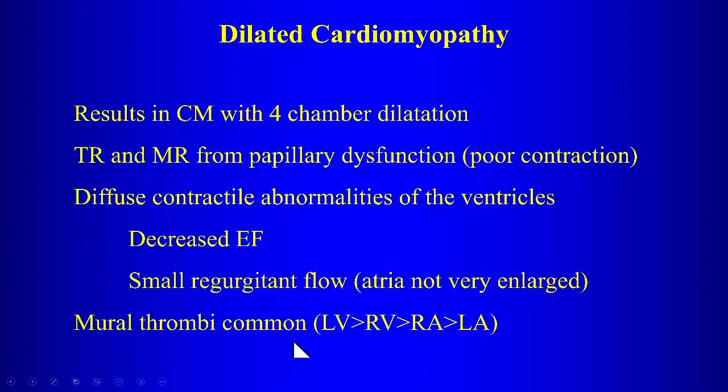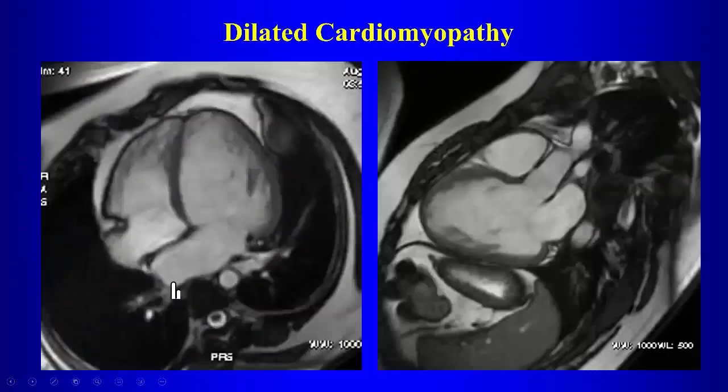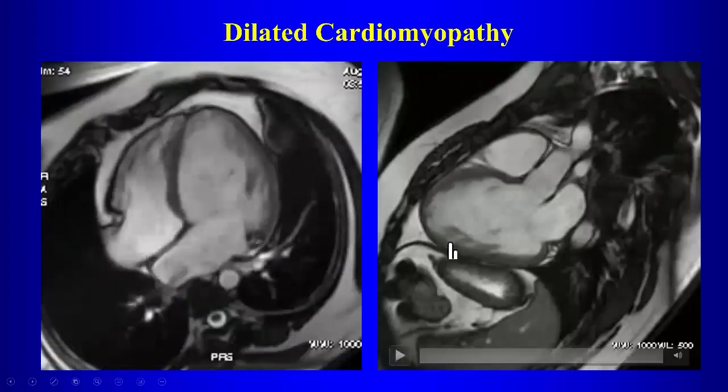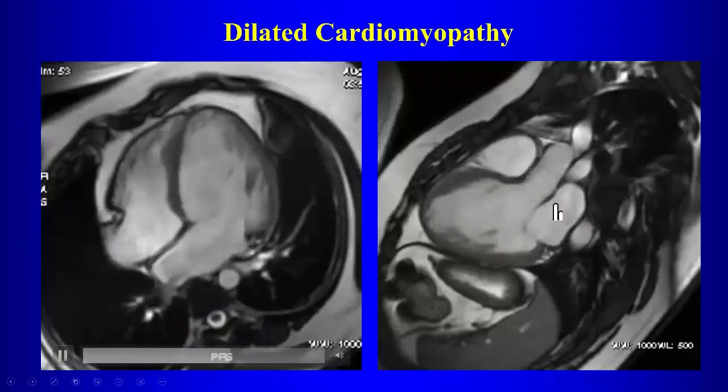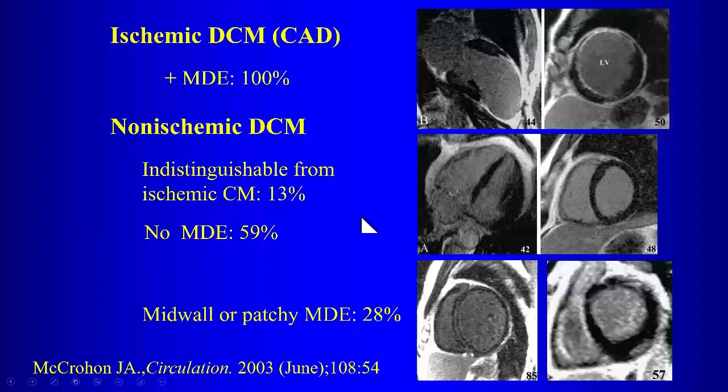And then mural thrombi is another complication because of stasis of blood flow, especially in the left ventricle, especially along the endocardium of the left ventricle. So mural thrombi is a complication of dilated cardiomyopathy. Chest radiograph, cardiomegaly. Pulmonary vascular changes may be mild, out of proportion to the heart size. And then just a dilated, poorly functioning heart, especially the left ventricle, dilated heart with decreased ejection fraction.